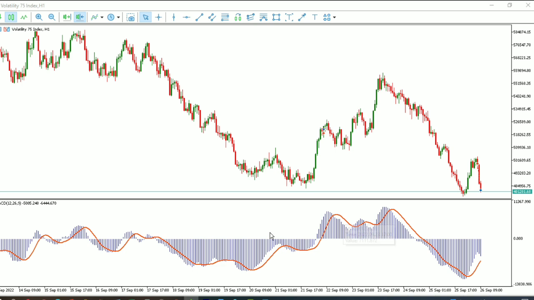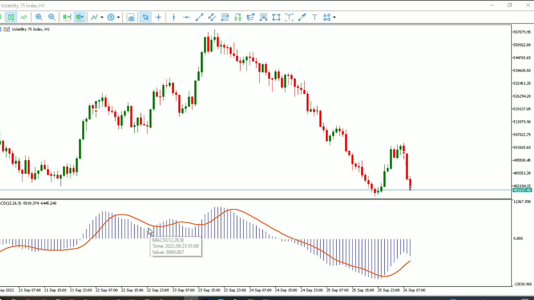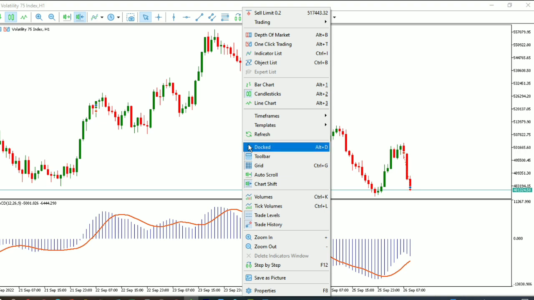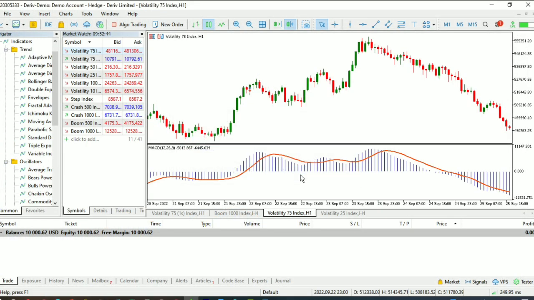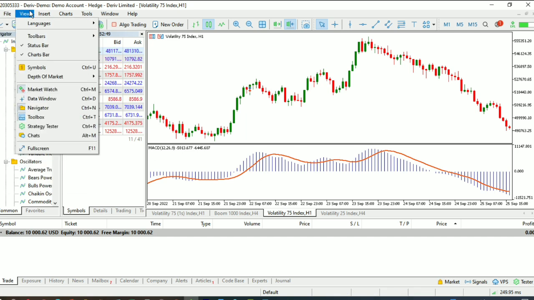Now on the MACD here, we want to put a moving average so that we can get 2 lines here and get the crossover. So how do we put another moving average here? Let me show you how you do it. I'll click on docked and put my screen just like this. So you go to view here, you click on view. Once you click on view, all you need to do is go to the navigator here.